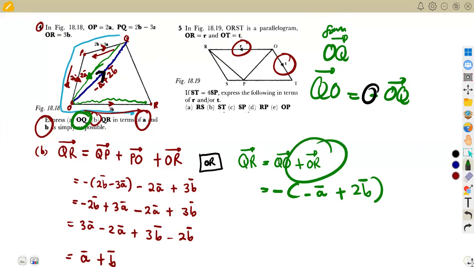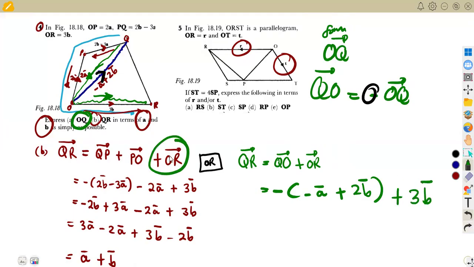Plus vector OR. Let's consider from O to R. We are maintaining the direction. We are following the direction of the arrow. The arrow is facing R, and this is the direction that we have taken. So it is going to be taken as plus 3B. This is not going to change. It's the same OR that we had here. All right.